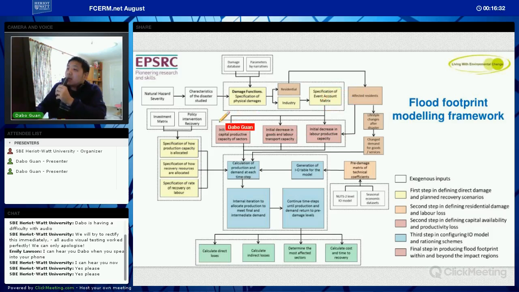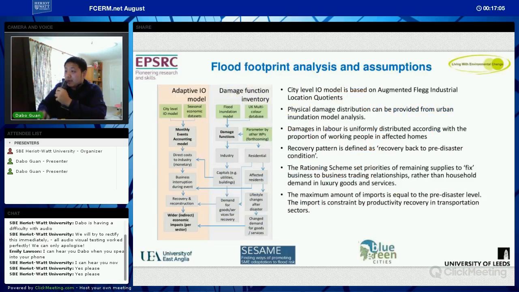After we get the damage functions, we run to the next stage, trying to look at the secondary level of calculations to work out the productivity in terms of capital loss and the productivity in terms of labor loss, etc. And those things would become constraint factors in the input-output models. And then this blue part is the input-output models, basically. It's as simple as that.